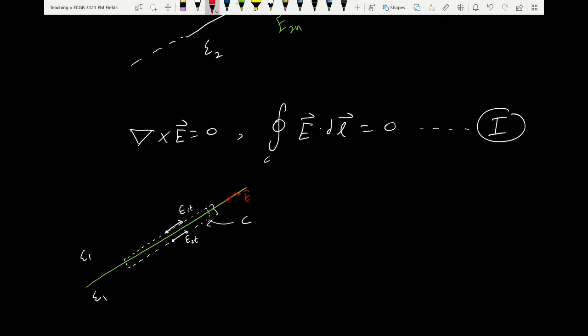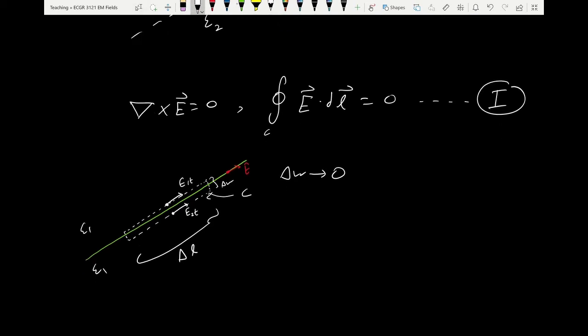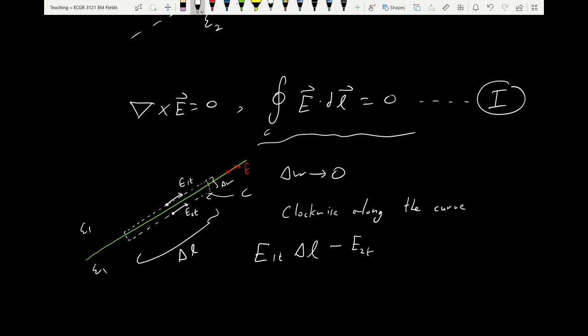So the idea is I can integrate over this, so this is delta W and this is delta L. And the assumption is that delta W is approaching 0, so I can ignore that part. So if I apply the postulate, I get E1t times delta L minus E2t, because I choose to go clockwise along the curve C. So I start from this point and I go clockwise.